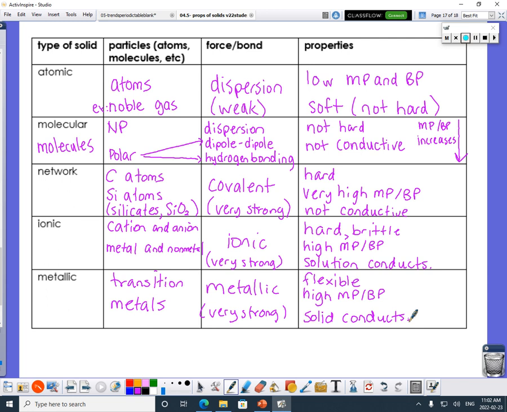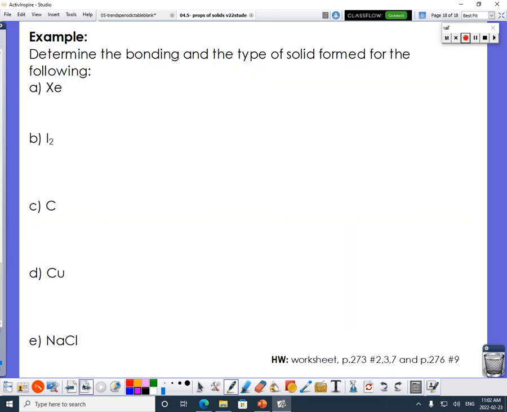I put the answers online as well. So this will help you with the properties. The textbook questions will be more questions like this. If you are given a specific element or compound, what is going on? Okay? So, what kind of element is xenon? It is a noble gas.